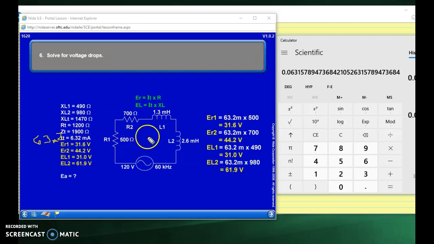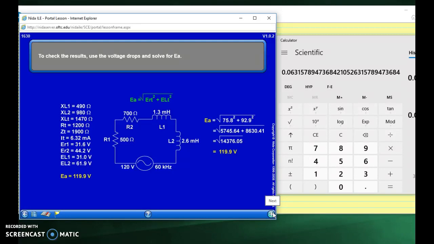So for ER1, we just took 500 ohms times the current, got the voltage, 700 ohms times the current, got the voltage, took the impedance, the X of L of each one of these, which was 490 for L1, 980 for L2, and got each of those voltages. So again, nothing earth-shattering, and apologize for my writing, but this should be 63.2 milliamps, not 6.32. So a little error there, but that happens. So let's proceed. Let's see what else is in store for us in the next few slides.